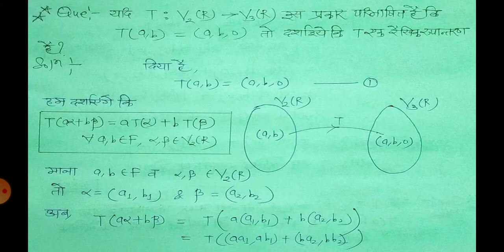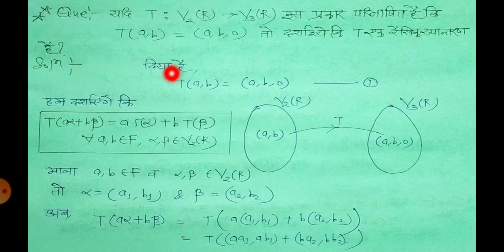We take another question. If capital T from V2(R) to V3(R) is defined by T of (a, b) equal to (a, b, 0). Why have we taken (a, b) here? That means two-tuples, because T is applied in V2. V2 means the set of two-tuple elements, and V3(R) means the set of three-tuple elements. Then show that capital T is a linear transformation.